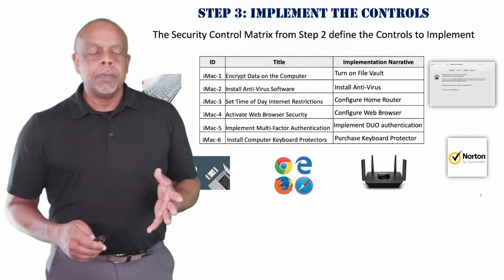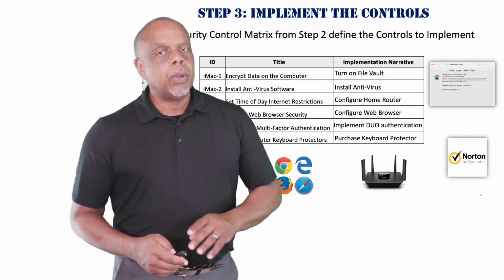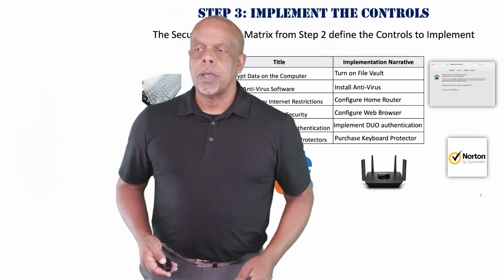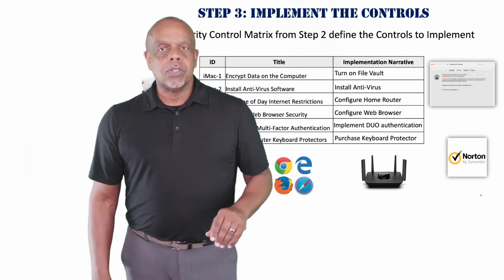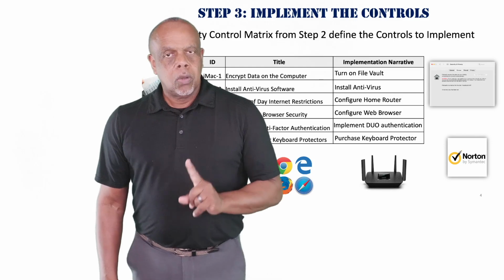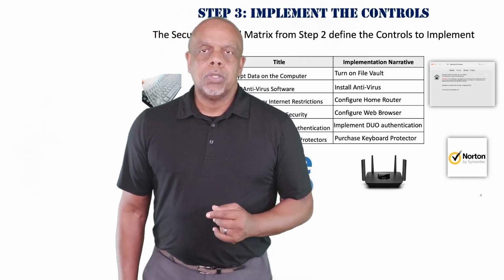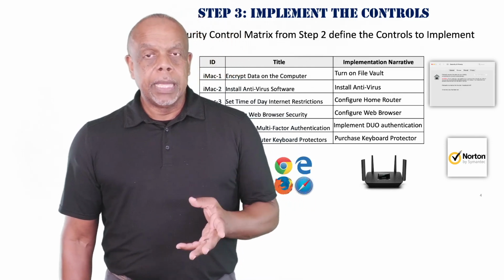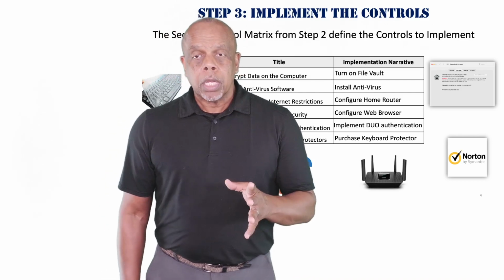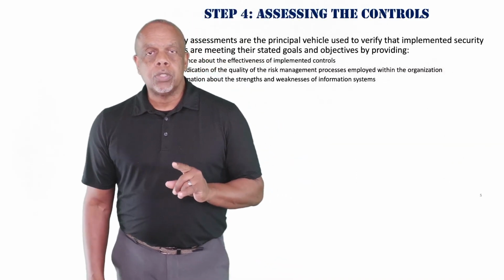So now we've implemented controls. What does that mean? We're done, right? We are just good to go. I can just hand the computer to my mom and dad, and they can just take off and start using it, correct? Not so much. Why? Because I want to be sure that the controls that we put in place actually work, okay? And that's why we go into step 4.